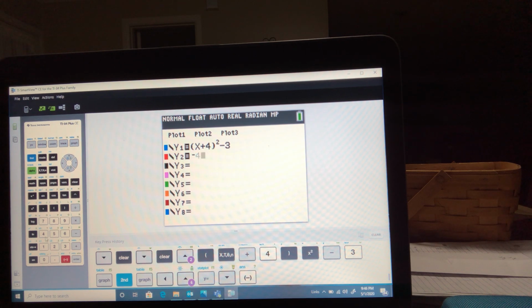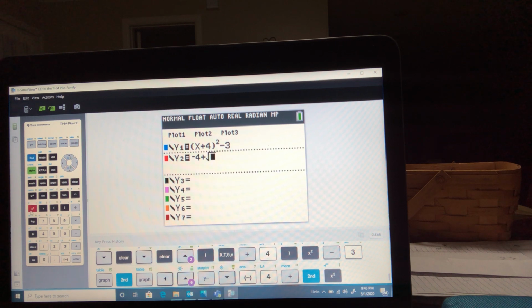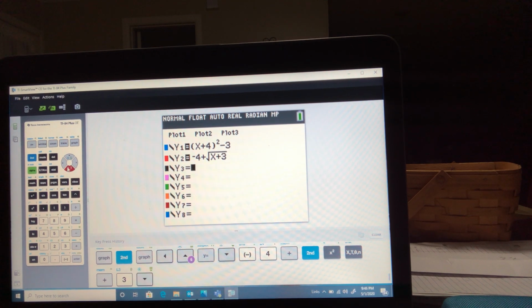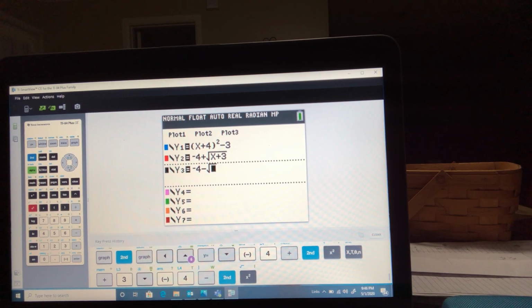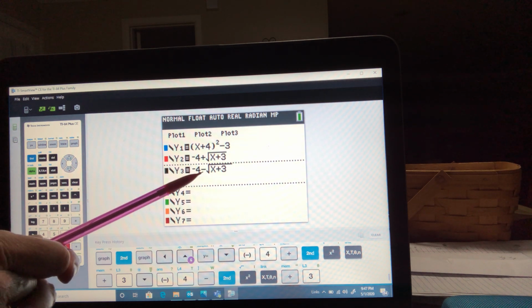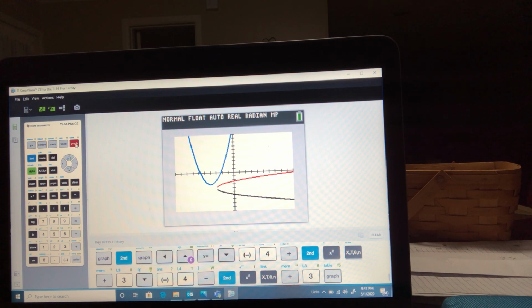Okay, so for the inverse, you will have to draw it as 2 separate equations. One of them would be -4 plus the square root of x plus 3. And then the other one would be -4 minus the square root of x plus 3. Now notice there's a difference between the negative symbol and the subtraction sign. That's a -4 and that's a subtraction symbol. They are different.